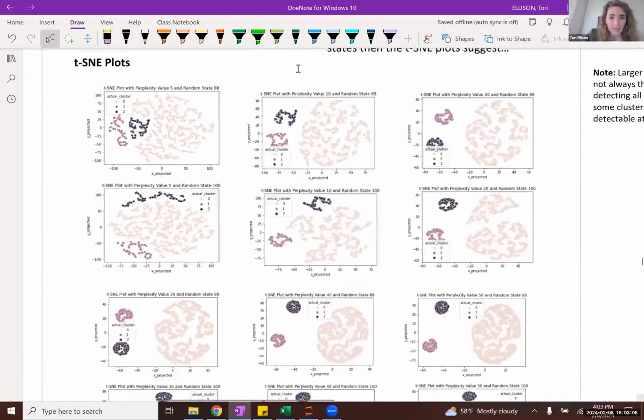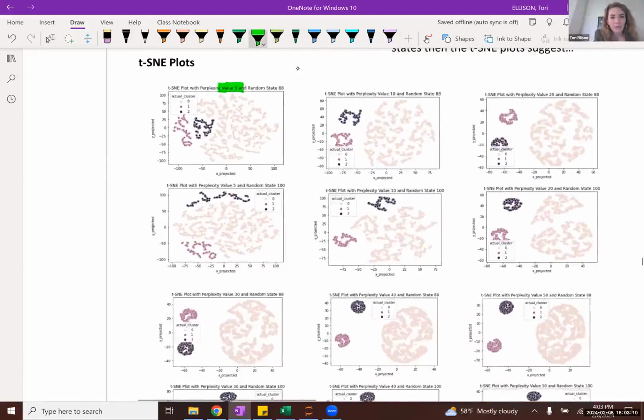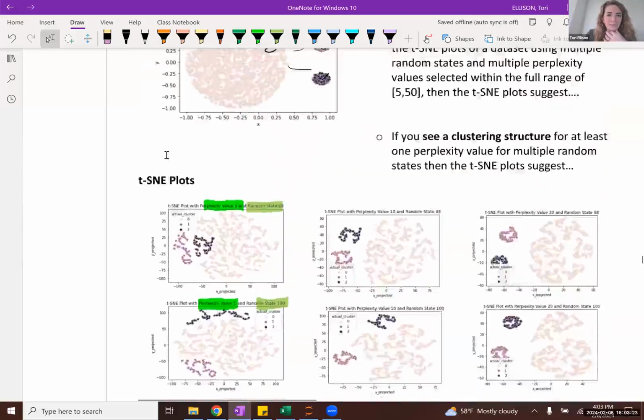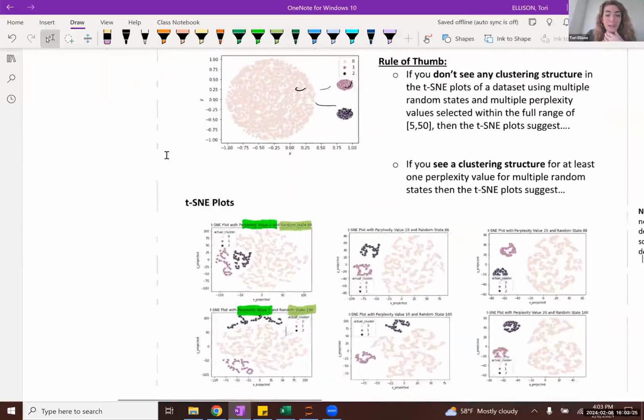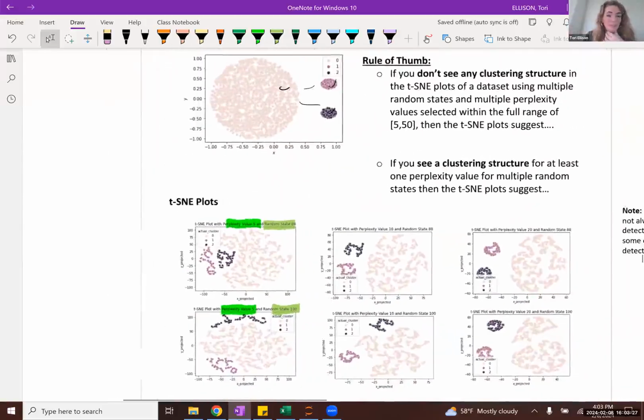First, it's always a good idea to start off at the lower bound of the range for the perplexity value. So I try out 2 perplexity values using 2 random states. And we can see here that by using a lower perplexity value, for both of the random states, we really did not see the cluster separation that actually exists in the full data set here.